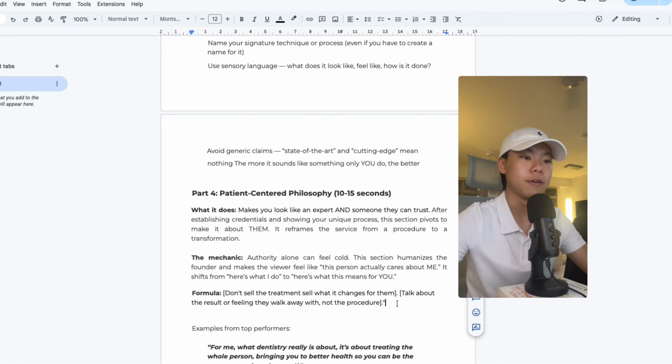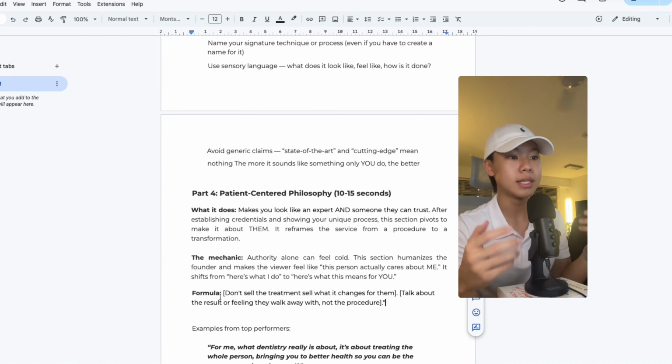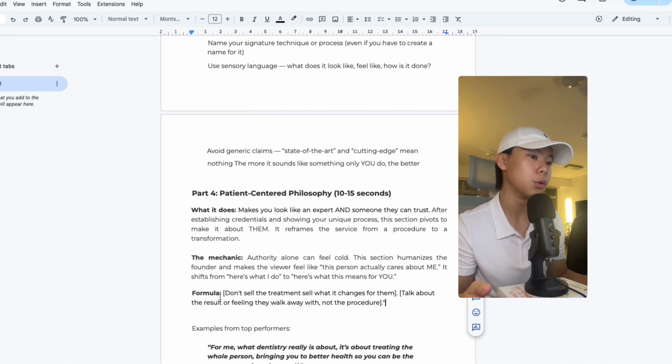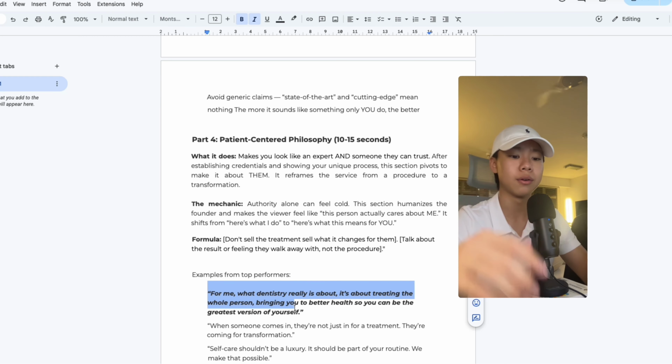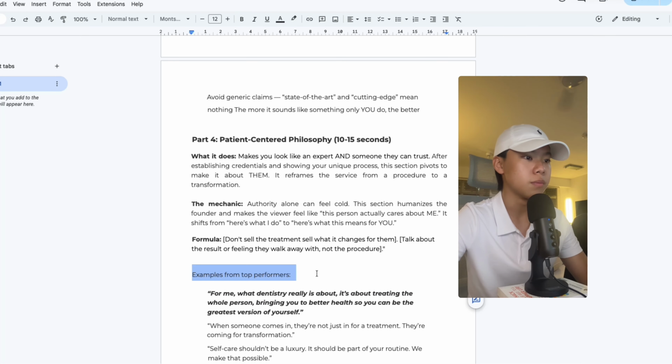A formula that you can follow for this part is: don't sell the treatment, sell what it can change for them, and talk about the result or feeling that they walk away with, not the procedure. I know this is a lot to process. I will give you a couple of examples over here so that it's a little bit clearer for you. So, examples from top performers.